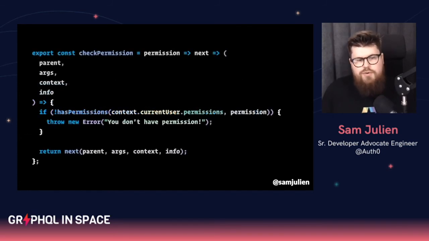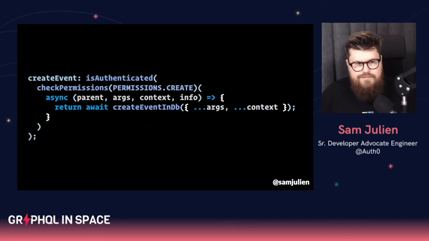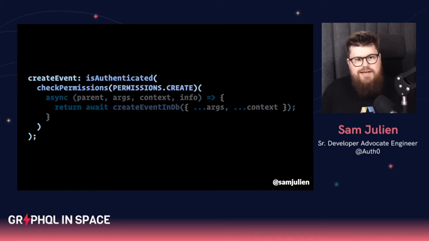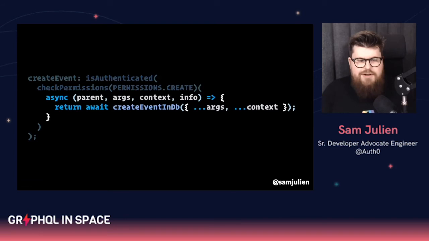We could also go one step further and pull out the check permission function, and then do the same thing, basically. So we're passing in the next resolver, and we're going to check for those permissions and then move along if we don't have them. And so now the double wrapped create event resolver looks like this, where we have isAuthenticated, which is wrapping check permissions, which then wraps the call to the database. So this is one way of doing it.